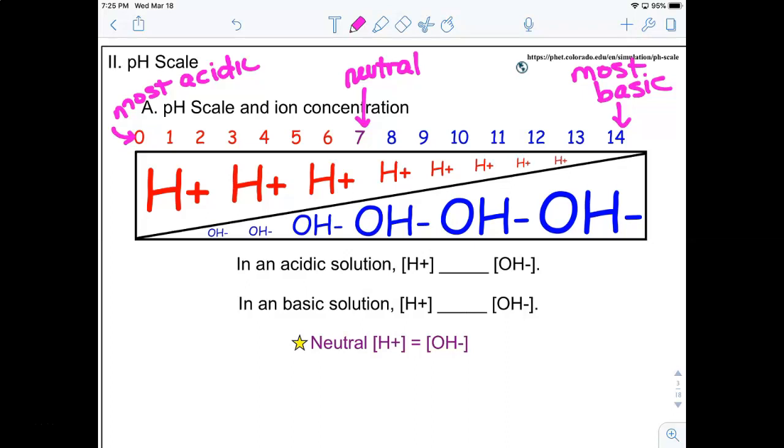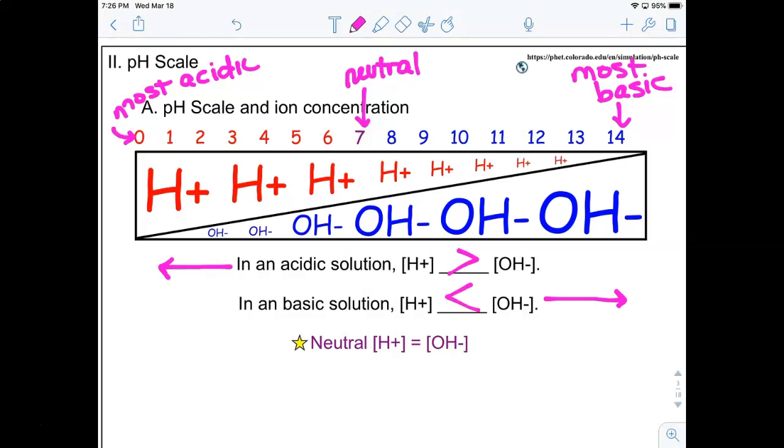Okay? So over on the acid side, what type of ion do you notice you have more of? You have more hydrogen ions. So anytime you have a pH below 7, you know there's more hydrogen ions in your solution. For a base, we're going this way on the pH scale. So what kind of ion is there more of? There's more hydroxide ions. Okay?